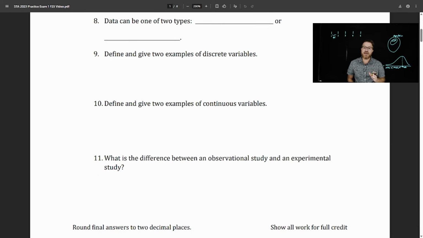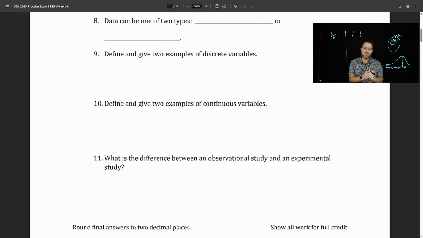Number 8, data can be one of 2 types, blank or blank. Now, this one is actually a little bit ambiguous because it could be asking about whether data could be qualitative or quantitative, meaning that it is non-numeric and more of a categorical variable, and one that is numeric with some numeric meaning that can actually be used, for example, addition, averaging, things like that. Or it could even be the fact that it's discrete versus continuous. I believe this one, though, we're going for qualitative versus quantitative.